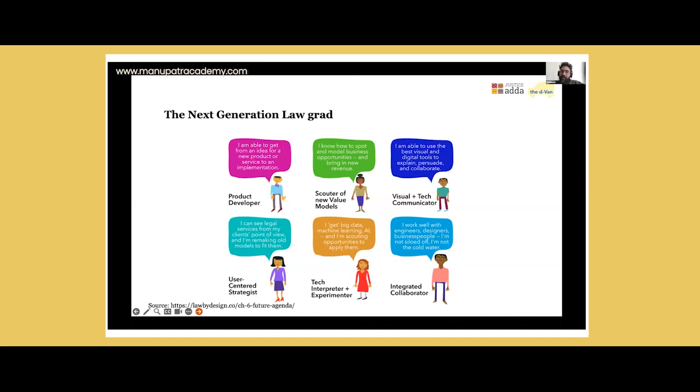We will see, as in the work of Justice Adda, for instance, the work that we are doing to look at the intersection between visualization, technology, and the law. There are others who see law in terms of product development. There are some who see law in terms of looking for new business models. We look at law also in terms of user-centered strategy. So can we actually understand from a client's point of view what is important to them and how to remake strategies based on their interests?